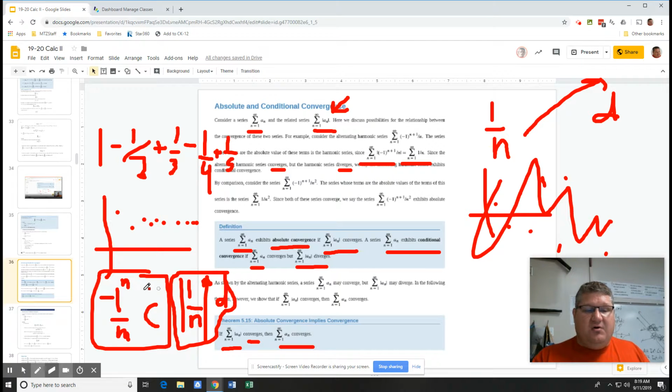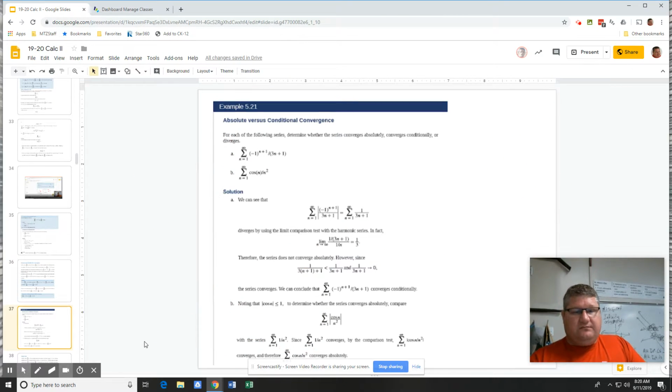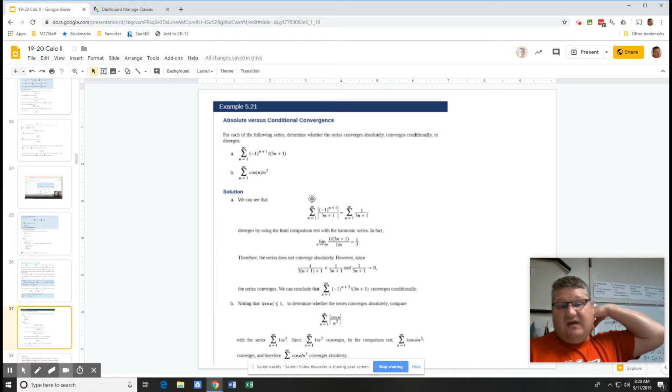If, for example, we take -1 raised to the n over n squared, well, here's the deal. This is going to converge anyway, and the absolute value is also going to converge because it's over n squared, so that would converge absolutely. So it's convergent absolutely. It's really just a matter of semantics. To give an example, let's take a look.